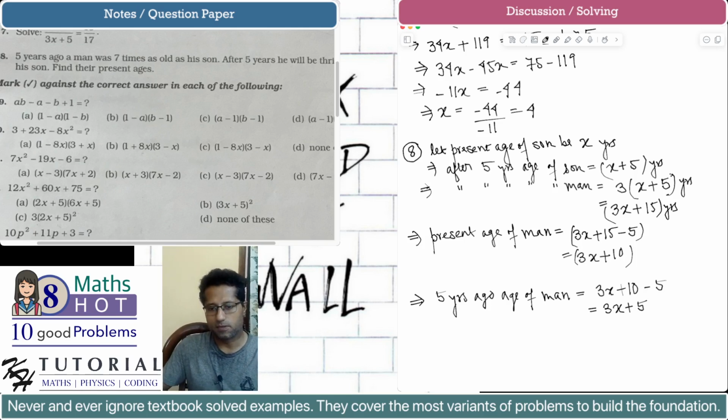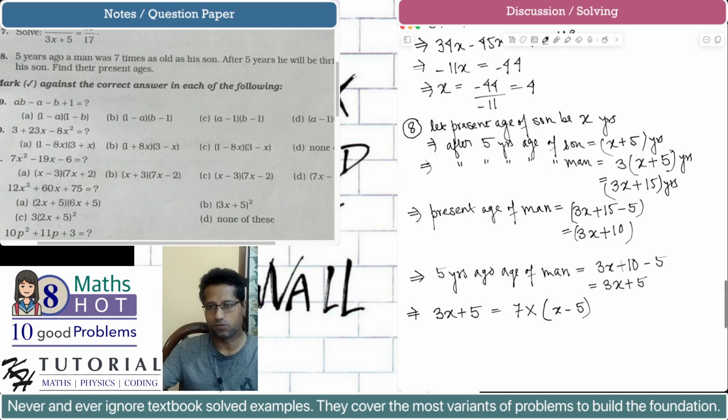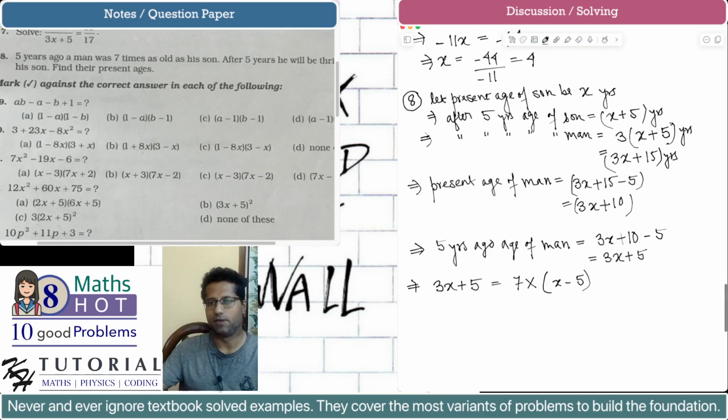And so this implies that 3x plus 5, which is the age of the man 5 years ago, is given to be 7 times the age of the son 5 years ago. So this will be 7 multiplied by the age of the son 5 years ago, which is x minus 5. So this is the equation we got, and we have to solve for x, where x we have assumed to be the present age of the son.